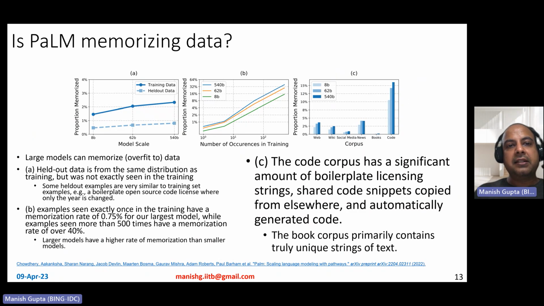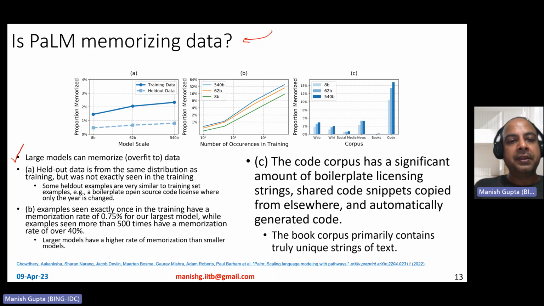So that's that about multilingual handling by the PaLM model. Now, PaLM memorizing data, right? When you talk about very large models, you need to be very cautious about overfitting. Large models can memorize or overfit to data. Therefore, they try to figure out whether there are copyright issues in terms of the output that the PaLM model generates. So they do 3 different experiments.